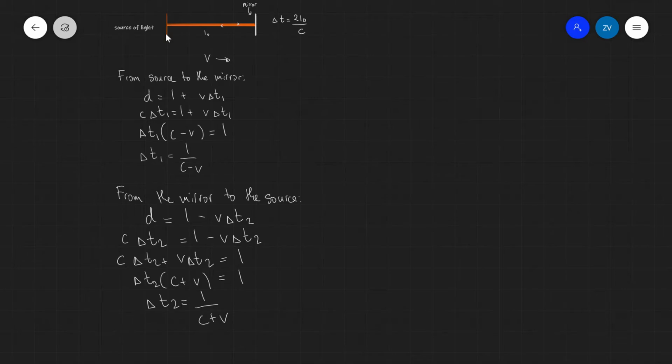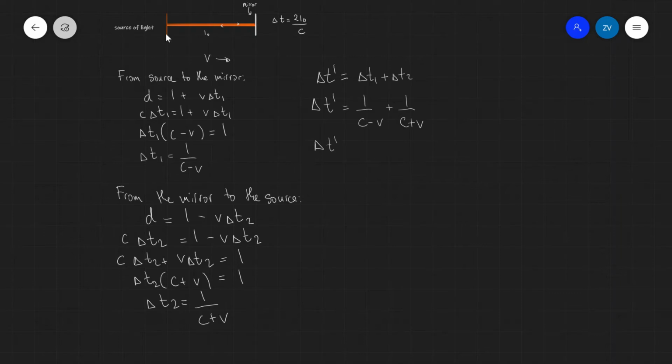Let's find our delta t primed in this case, which is just the sum of those two times. So this will be equal to delta t1 plus delta t2. So our delta t primed will be equal to L over (c - v) plus L over (c + v). And now is a great time to do a little bit of algebra. Let's see if we're algebra ninjas.